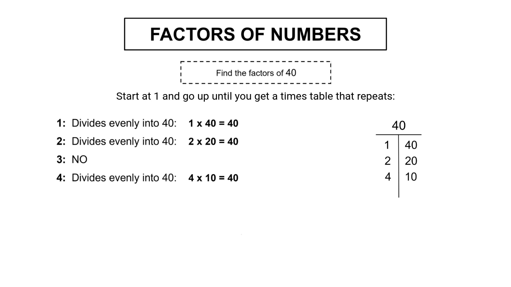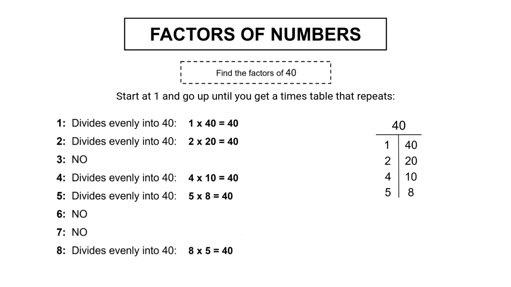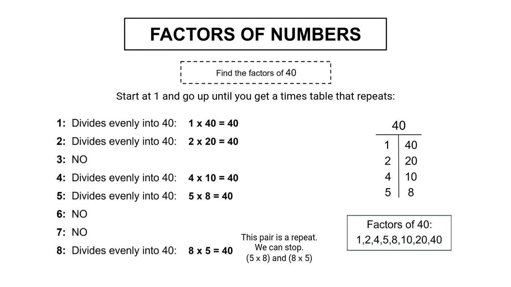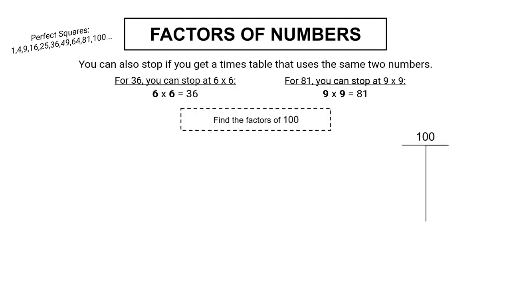How about 5? Does that go into 40? It does. It goes into it 8 times. We're going to put that on the list. How about up to 6? Does that go into it? Nope. How about 7? Nope. How about 8? Yes. 8 goes into 40 5 times, but notice we now have a repeat times table. 5 times 8 and 8 times 5. So now we can stop the list. So now we have all the factors of 40, and the factors of 40 are 1, 2, 4, 5, 8, 10, 20, and 40. Let's move on to the next example.